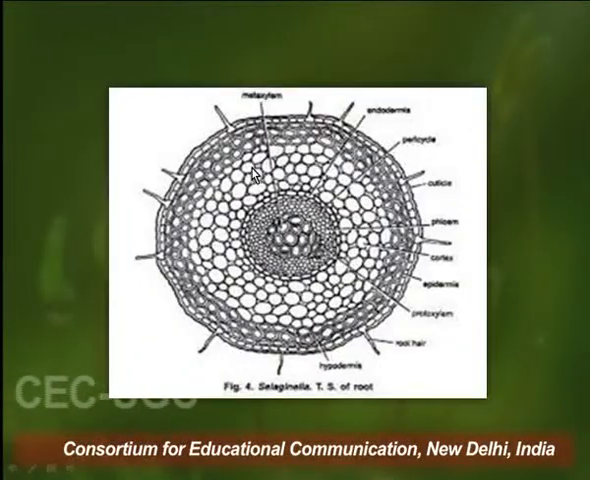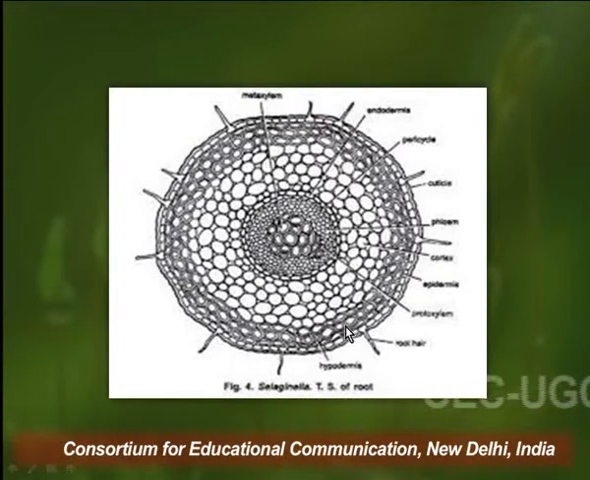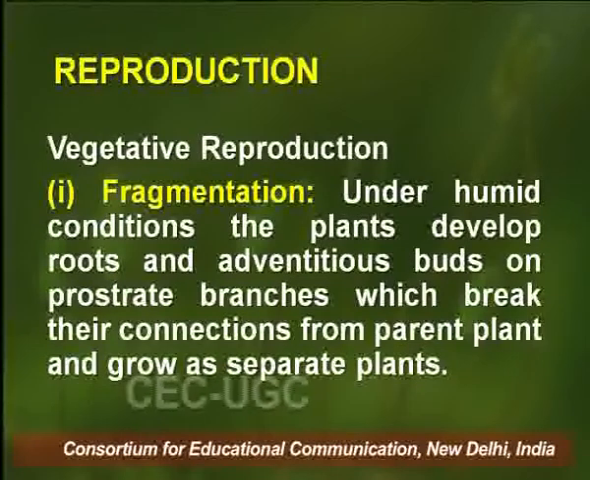Now this can be seen with the help of this diagram also, where the outermost layer gives rise to root hairs. The cortex has sclerenchyma and parenchyma, followed by pericycle and endodermis, and in the center lies monarch xylem surrounded by phloem. So this was all about the anatomy of Selaginella. Now let us talk about a very important aspect of biology of Selaginella, that is reproduction.